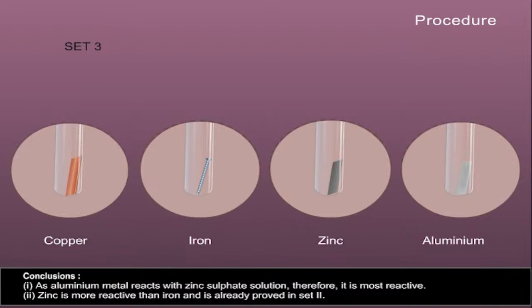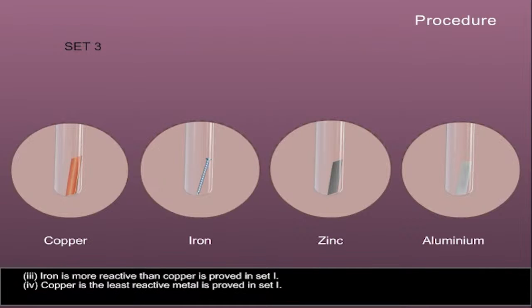Conclusions. 1. As aluminium metal reacts with zinc sulfate solution, therefore, it is most reactive. 2. Zinc is more reactive than iron and copper, as already proved in set 3. 3. Iron is more reactive than copper, as proved in set 1. 4. Copper is the least reactive metal, as proved in set 1.